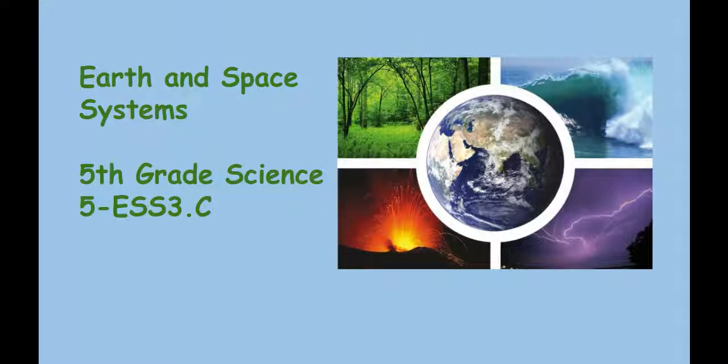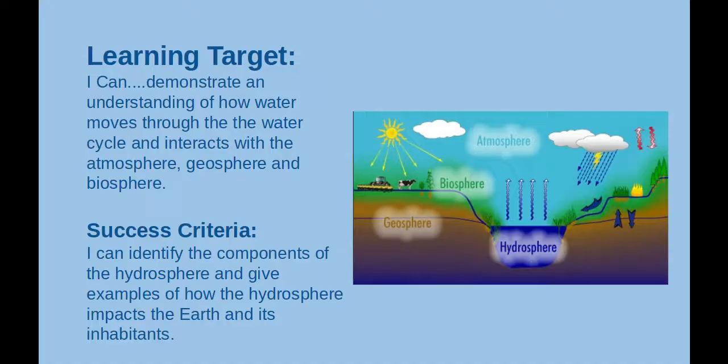This lesson is part of our 5th grade Earth Science Unit, Earth and Space Systems. Our learning target for this lesson is to demonstrate an understanding of how water moves through the water cycle and interacts with the atmosphere, geosphere, and biosphere. We will be able to identify the components of the hydrosphere and give examples of how the hydrosphere impacts the Earth and its inhabitants.